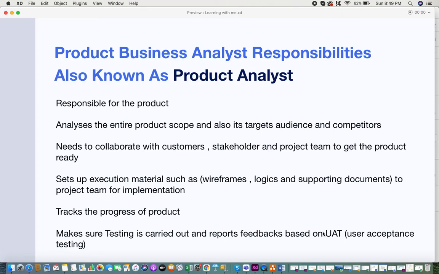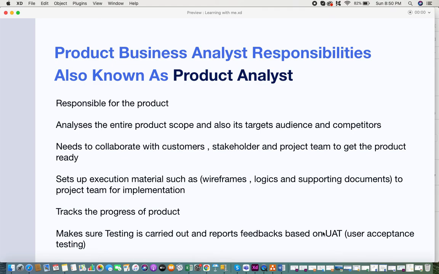The product analyst involves themselves daily in scrum meetings, retrospective meetings, etc. Through this, they would be able to understand what the progress of the product is. And finally, the product analyst makes sure that testing is carried out and reports certain feedback based on UAT, which is user acceptance testing. Once the product analyst performs this testing and is sure that everything is well aligned with the objectives and requirements, then the product is moved out to the customers for release. So these are the basic responsibilities of a product analyst.